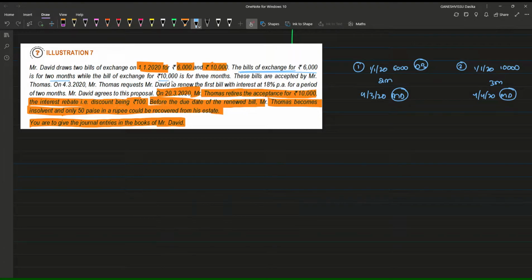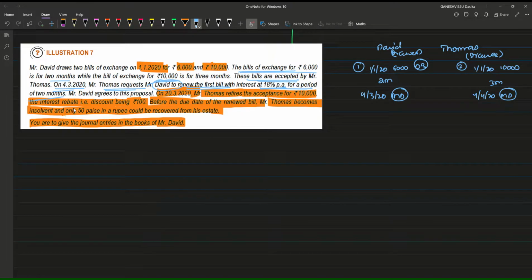While the second bill of exchange is for 10,000 and that is for 3 months. These bills are accepted by Mr. Thomas. This has been drawn on Mr. Thomas. So what is the drawer here? David is drawer and Thomas is drawee. Thomas requests David to renew the first bill with interest at 18% per annum for a period of 2 months.